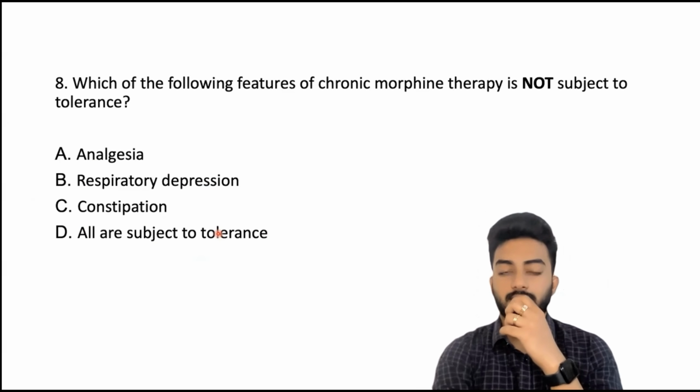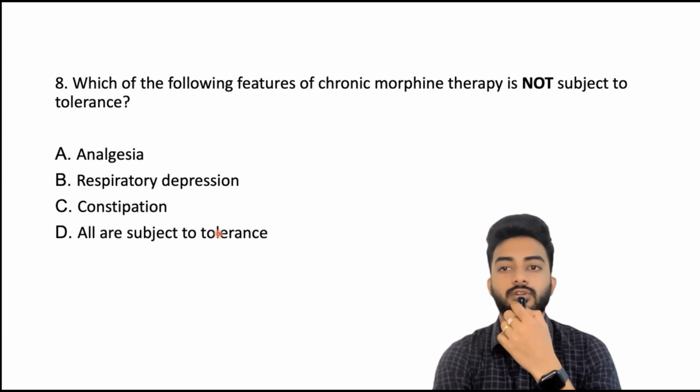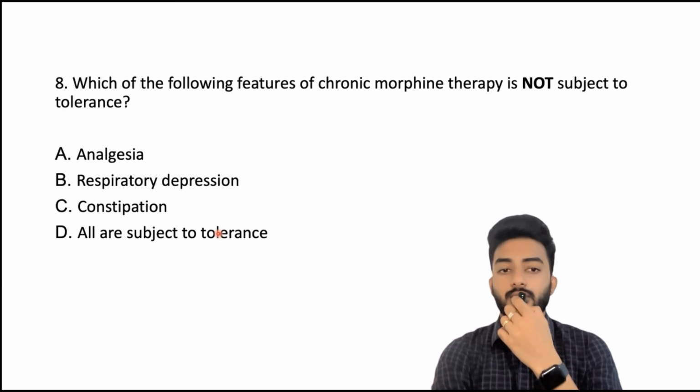So question number 8, which of the following features of chronic morphine therapy is not subject to tolerance? Option A, analgesia. Option B, respiratory depression. Option C, constipation. Option D, all are subject to tolerance.